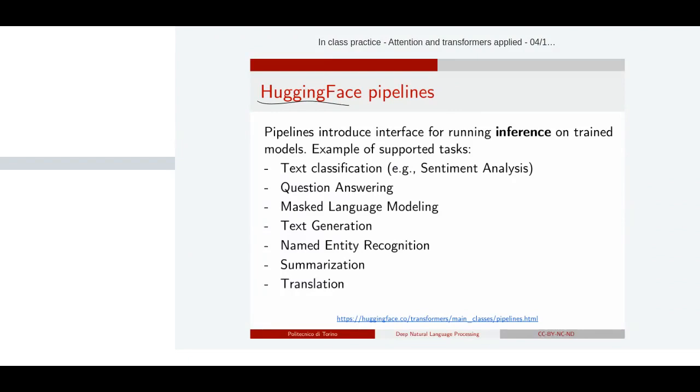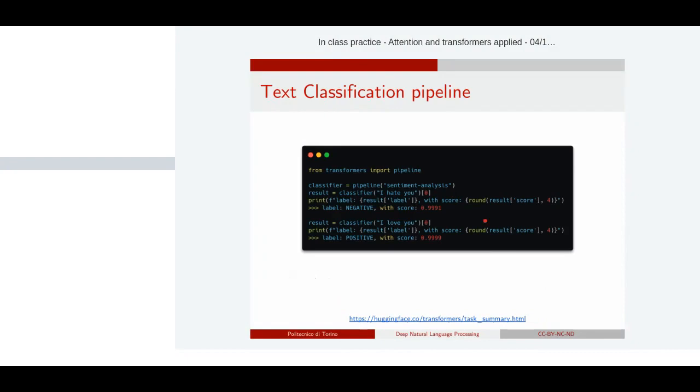Okay, so here just a few references for the Hugging Face library. With the Transformers library, other than having these training interfaces, you also have some inference interfaces, such as the pipelines that you can use to run inference on the models that have been already trained for a specific task. The library supports different tasks such as text classification, question answering, masked language modeling, and so on and so forth.